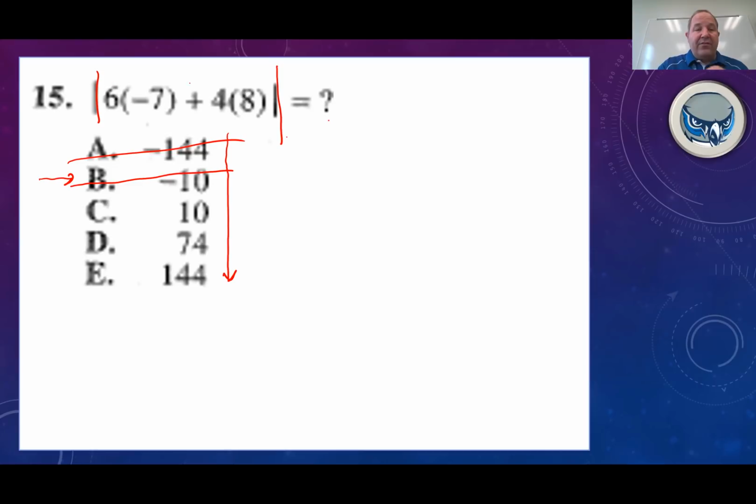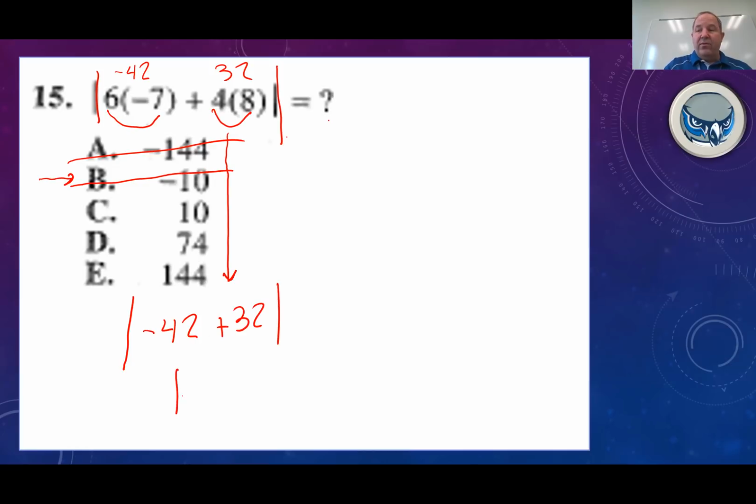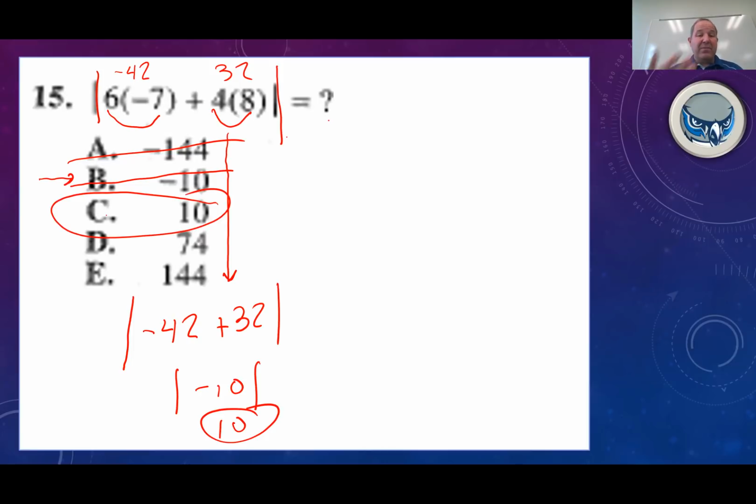But if we work out this absolute value, I think 6 times -7 is -42. And I think 8 times 4 is 32. So we really have the absolute value of -42 plus 32. And when we add those up, we get the absolute value of -10. And of course, the absolute value of -10 is 10, right? Absolute value makes things positive. The answer is C. And again, the most common mistake is people pick letter B. But if we eliminate that off the chance at the beginning, we're not going to make that error.